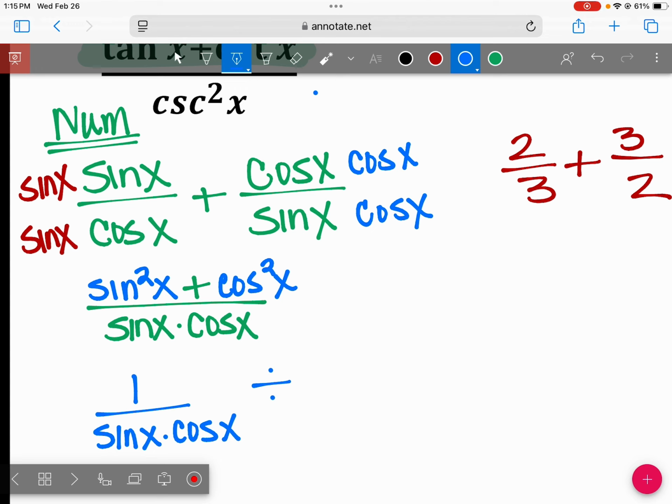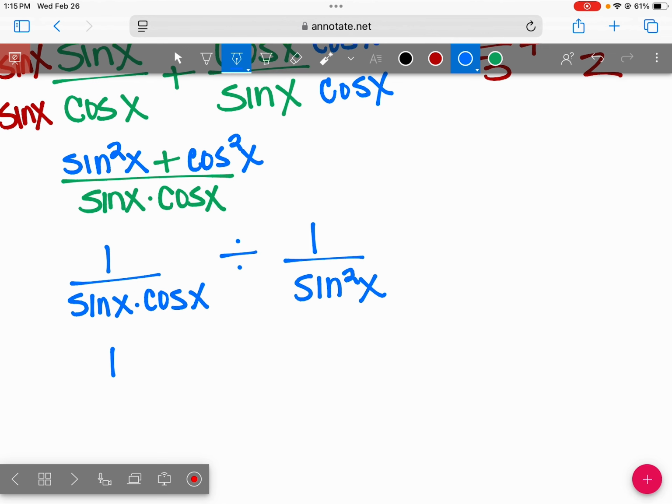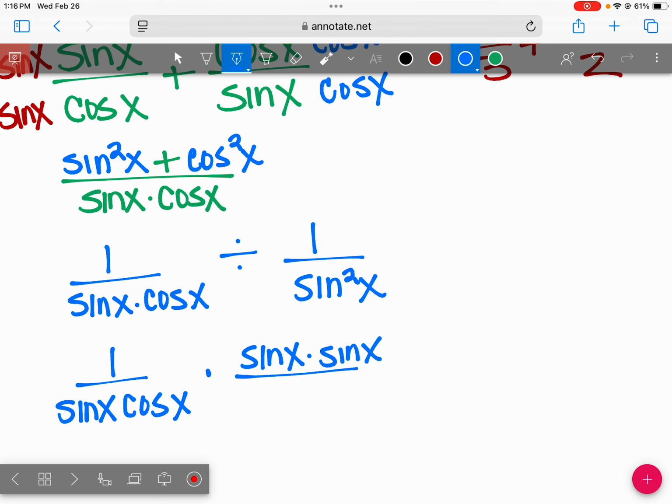Cosecant squared can be written as 1 over sine squared, because that's what cosecant is. Now let's do your keep, change, flip. Keep, change. Now I'm going to rewrite sine squared as sine times sine, because I want you all to realize that's what we really have there. We have 2 signs at the top. A sine squared is a sine times sine.